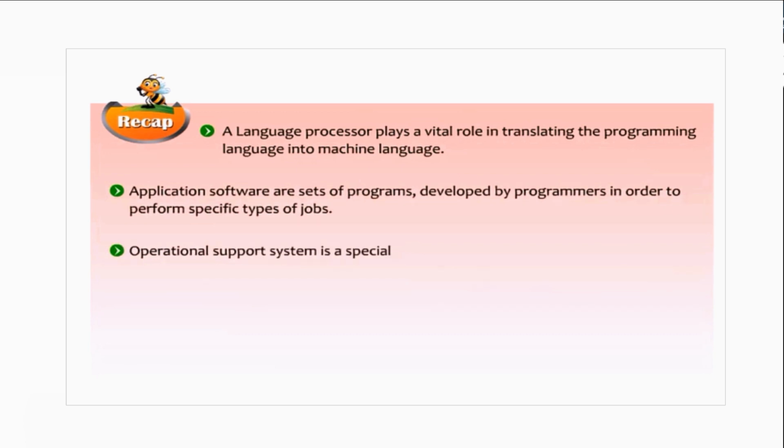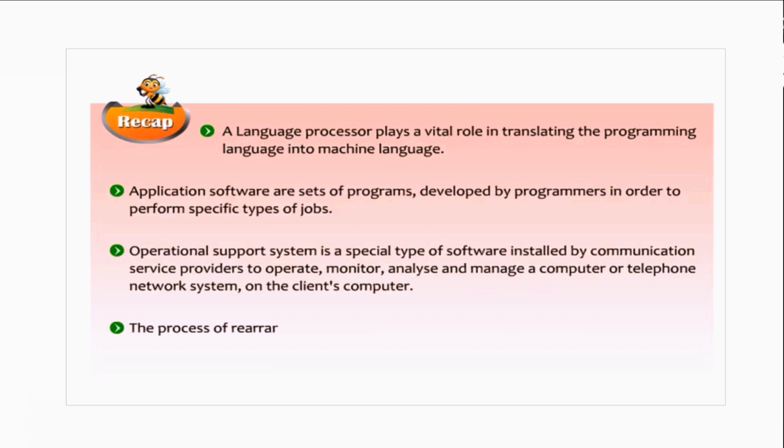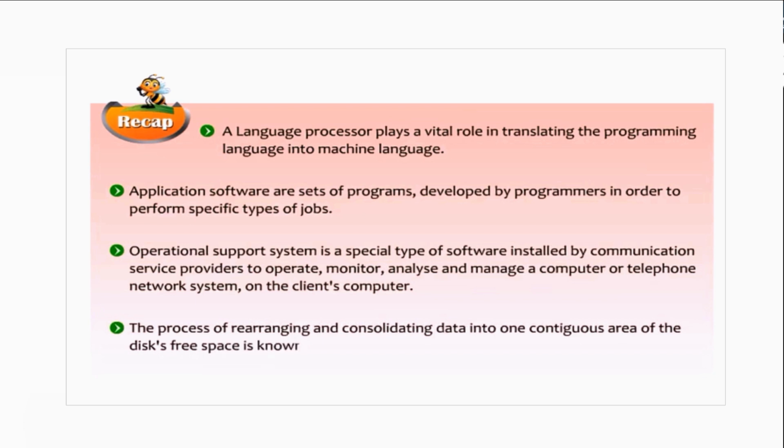Operational support system is a special type of software installed by communication service providers to operate, monitor, analyze and manage a computer or telephone network system on the client's computer. The process of rearranging and consolidating data into one contiguous area of the disk-free space is known as defragmentation.